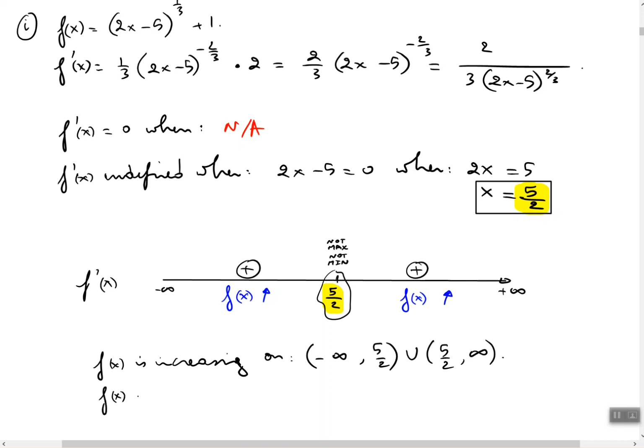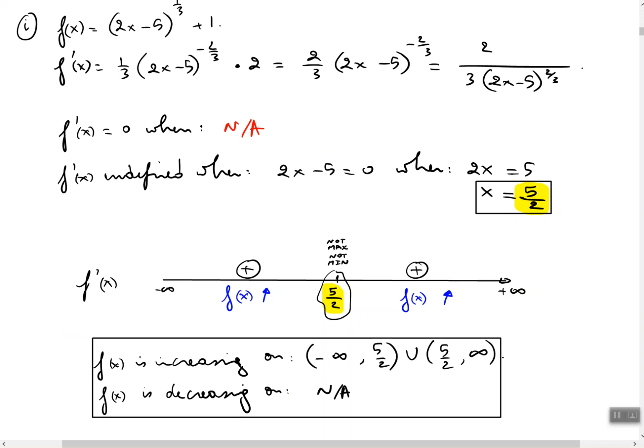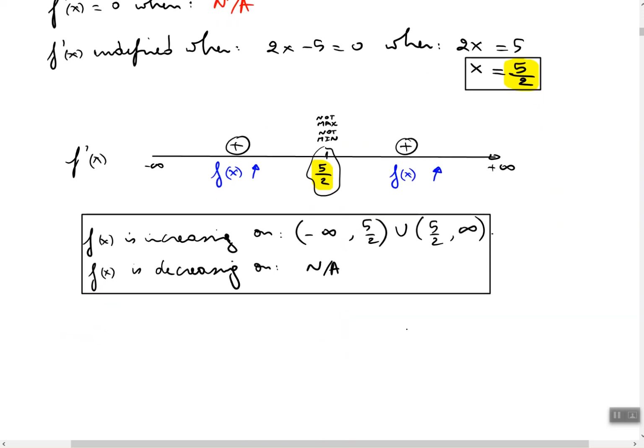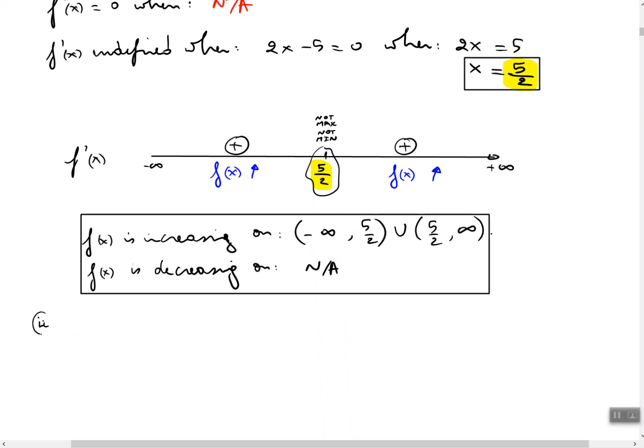And when is it decreasing? Well, it is not ever decreasing. This function is always going up. So no solution there. Okay, so that's the end of part 1. And part 2 said, what's the max and min? So part 2, we're going to say no max and no min.